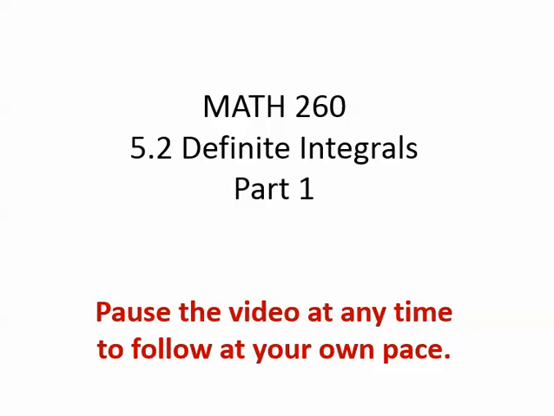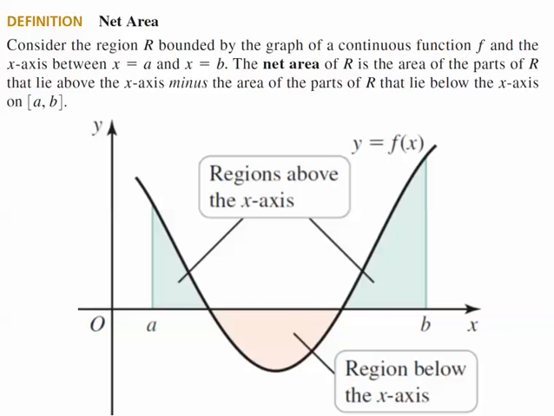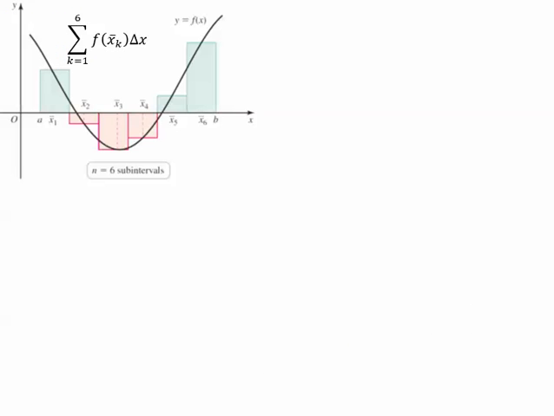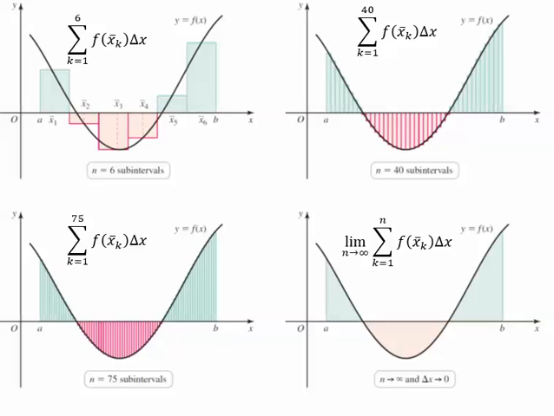Definite integrals, part 1. The net area of R is the area of the parts of R that lie above the x-axis minus the area of the parts of R that lie below the x-axis. In the last section, we introduced the Riemann sum, which is used to estimate net area. As the number of subintervals increases, the Riemann sum approaches the net area.